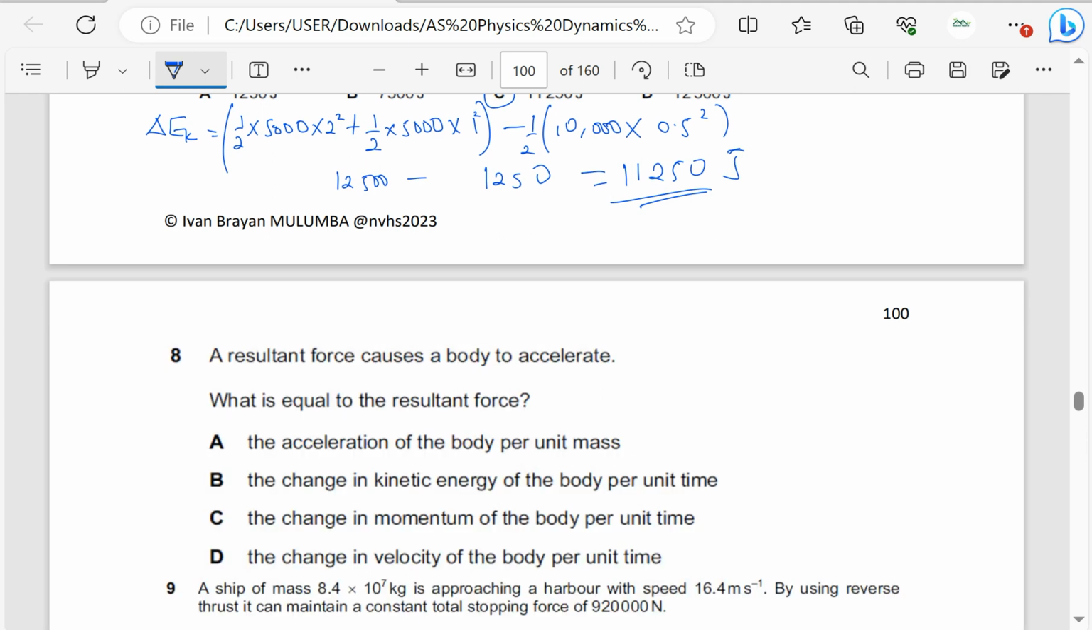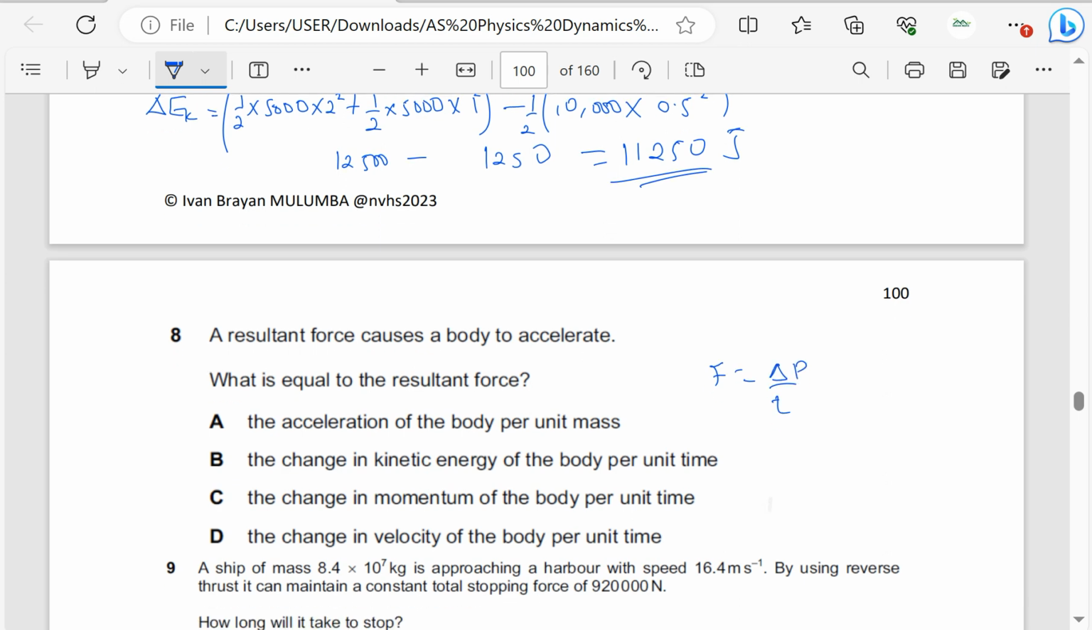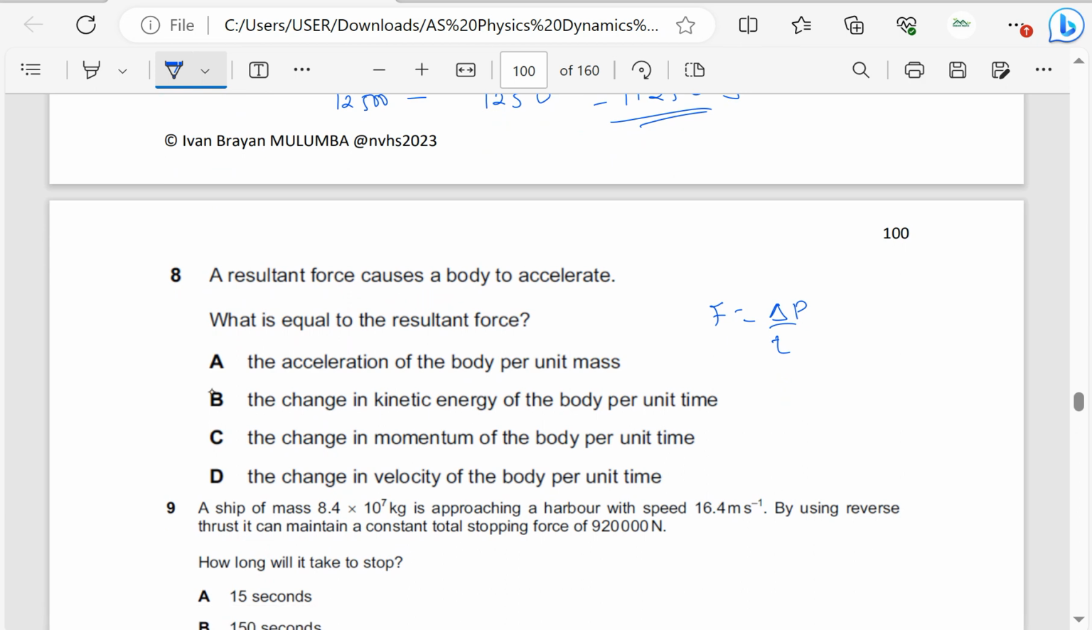A resultant force causes a body to accelerate. What is equal to the resultant force? Of course, the resultant force is the rate of change of momentum. So the change in momentum of a body per unit time, that is the resultant force.